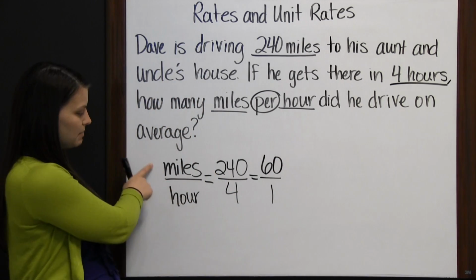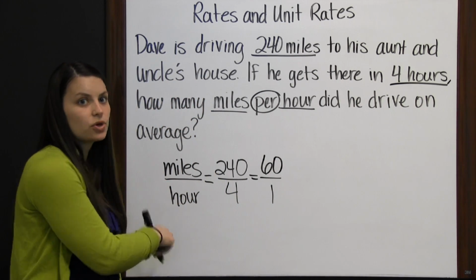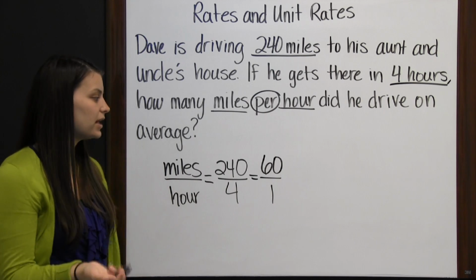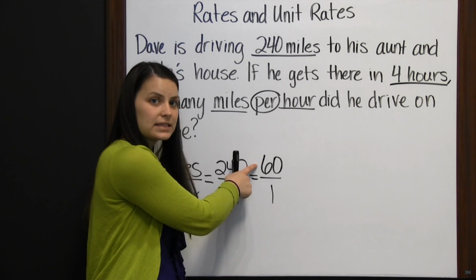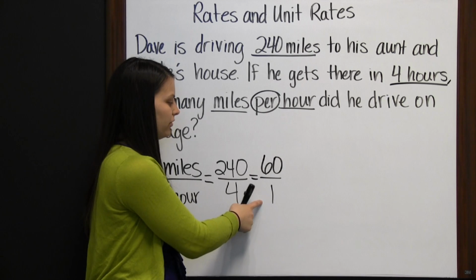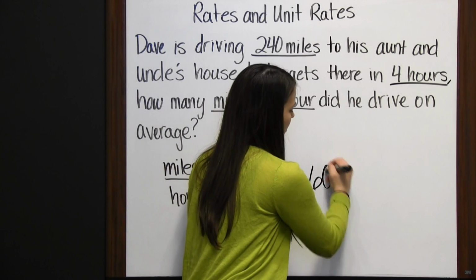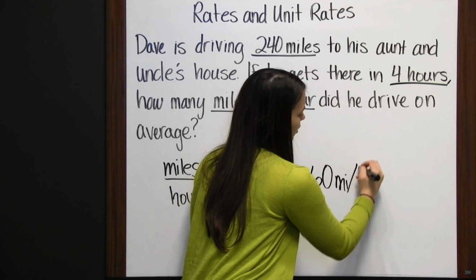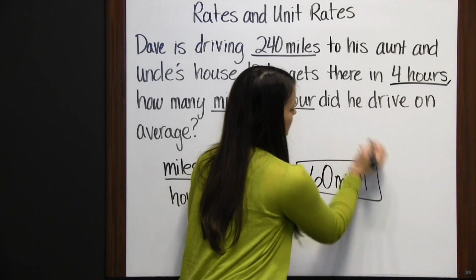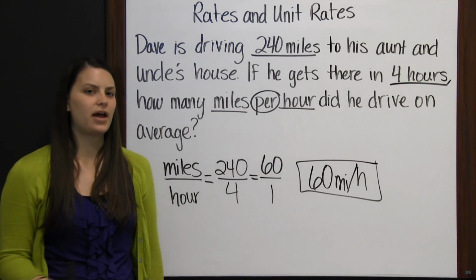So again, this is miles per hour. So what this unit rate tells us is that on average, he was going 60 miles for every 1 hour. So your answer could be written as 60 miles per hour is how fast Dave was going on average.